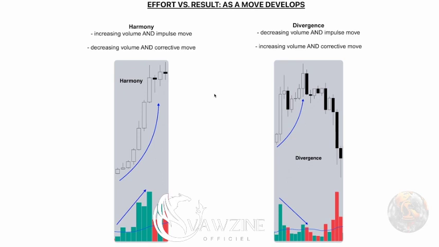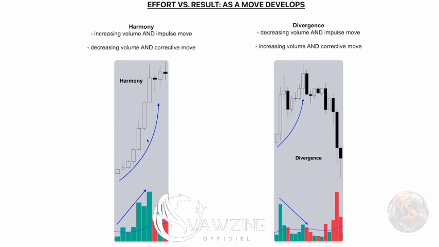Harmony for an impulse move would be increasing volume with that impulse. So as price impulses higher, volume rises with it, as in this example. Obviously the same on the downside. If price impulses lower and volume continues to rise, it's a continuation sign. Remember, harmony is continuation, divergence is reversal.